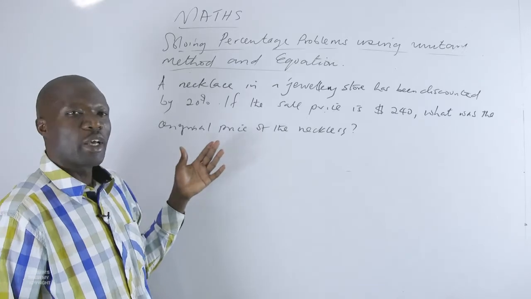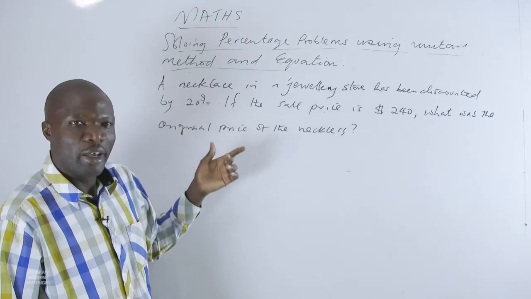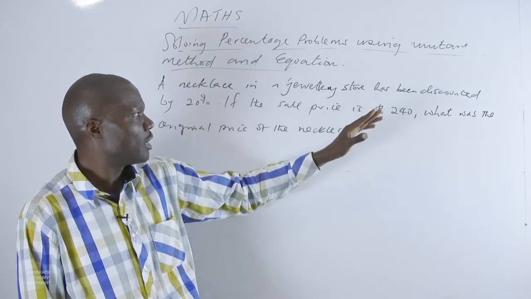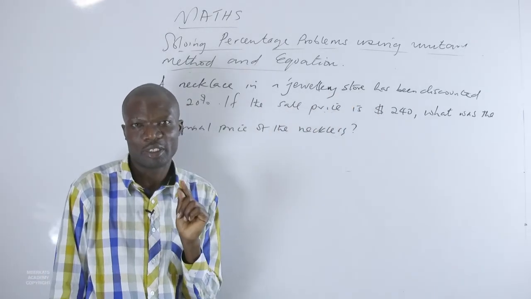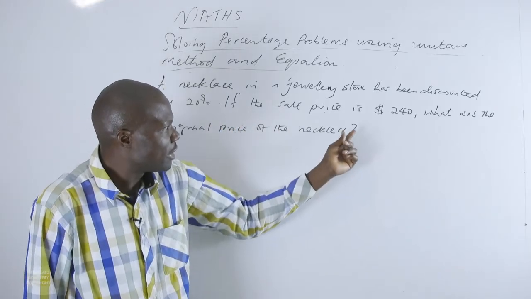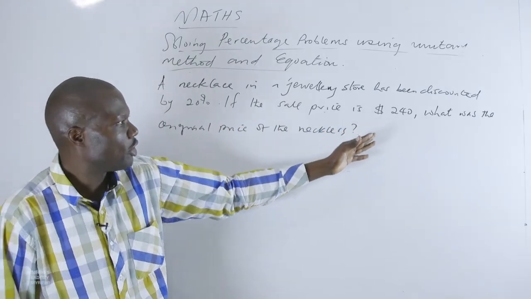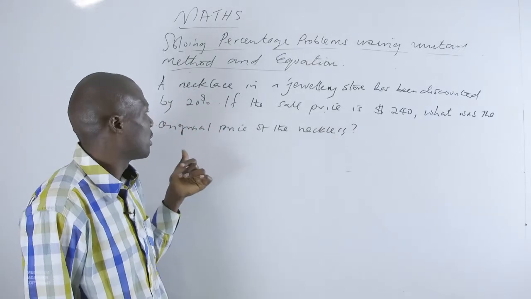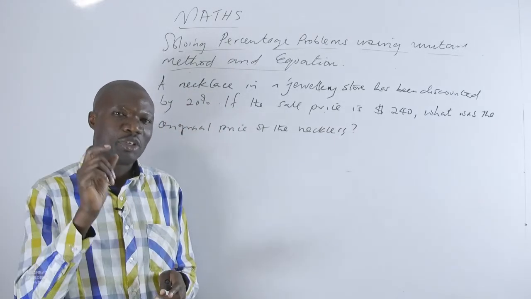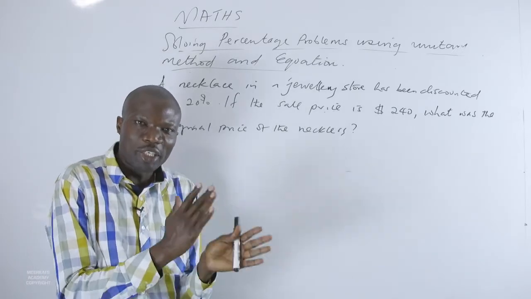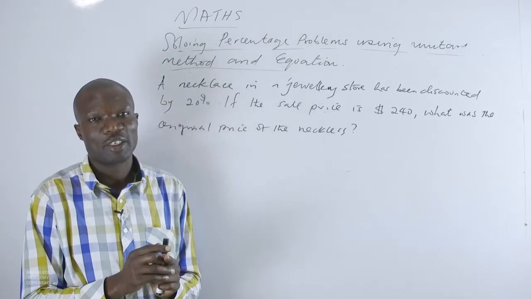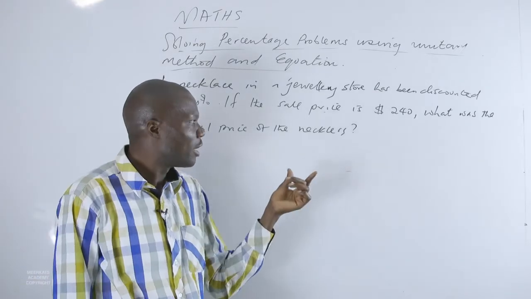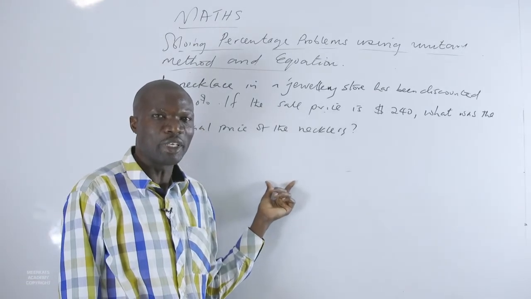Now, in this question, we are asked: a necklace in a jewelry store has been discounted by 20%. If the sale price is $240, what was the original price of the necklace? So we are going to use both the unitary method and the equation method to find the original price of the necklace in dollars.